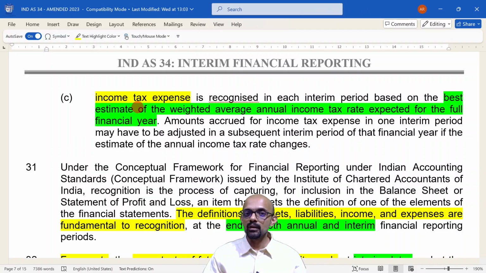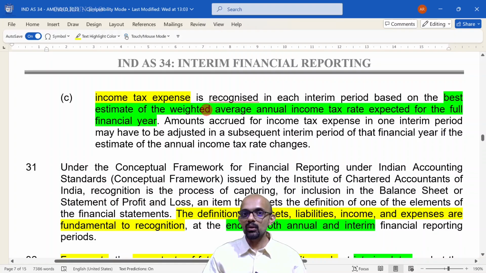Suppose in the first quarter you make a loss, and in the second quarter you make a profit. How will you calculate? Will you calculate a deferred tax asset for the first quarter and then defer? No. Here we recognize a tax saving in the first quarter itself. And in the second quarter, when you get a profit, you have to show a tax liability. That is how we apply this concept of weighted average annual income tax rate.